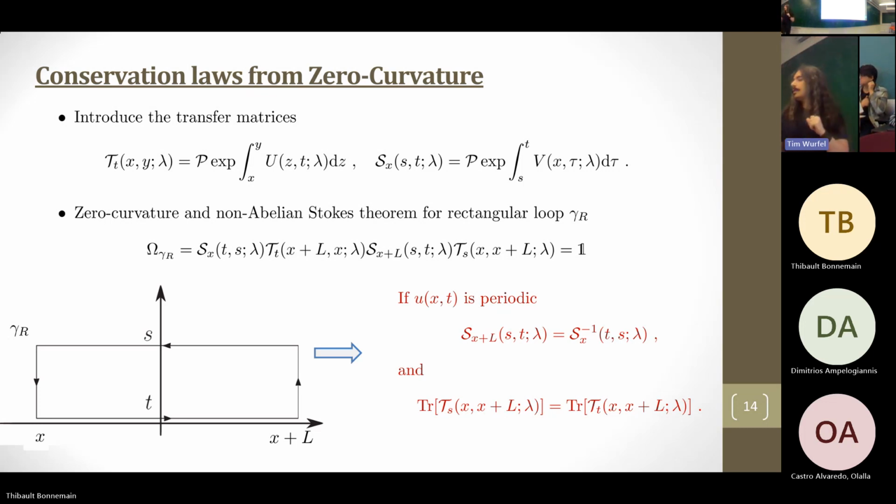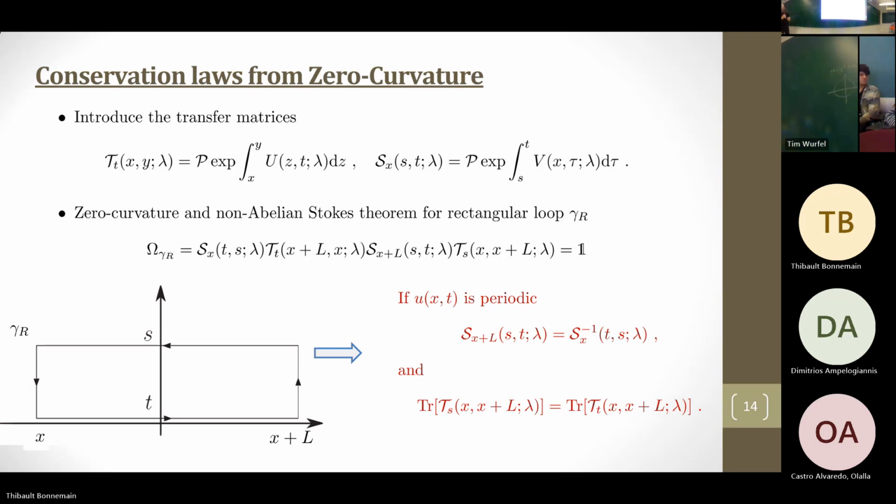Okay. So that means that its trace is conserved, and we can use this trace as a generating function for the time conserved quantities by expanding in terms of lambda. And in a similar way, we can use the trace of the time transfer matrix to generate the space conserved currents in the same way.